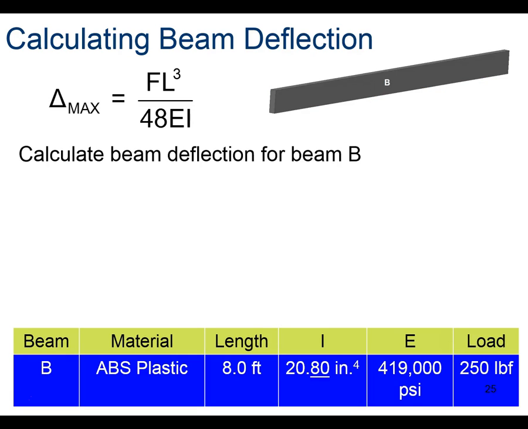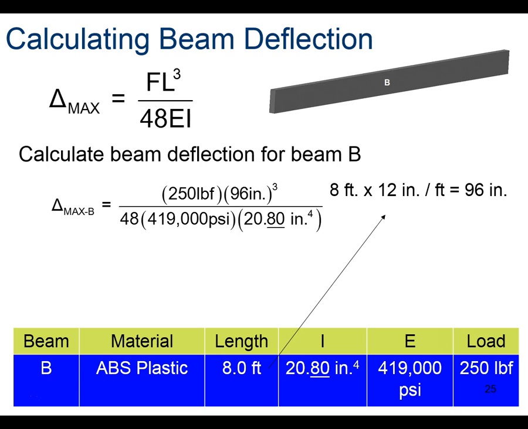And now for beam B, we will do the exact same thing. The amount of force is the same as beam A, which is 250 pounds. The length will be converted to inches just like before. Again, we are doing this because the units for area moment of inertia and modulus of elasticity are in inches, and we want our units to match. We will also have the same area moment of inertia for this beam as the last one, but the modulus of elasticity is different. This beam has a smaller modulus than the last one, so let's make sure we use the 419,000 psi instead of the 1.8 million psi.